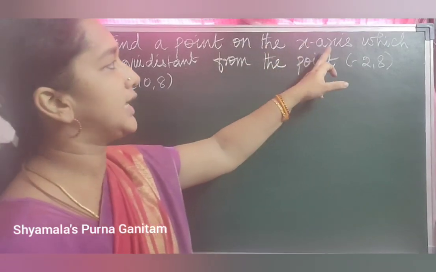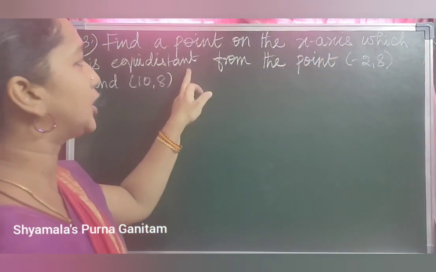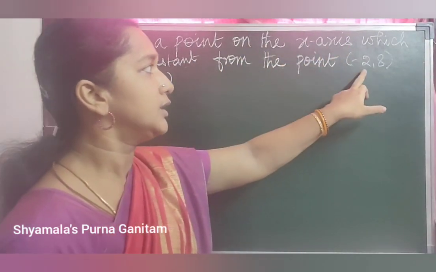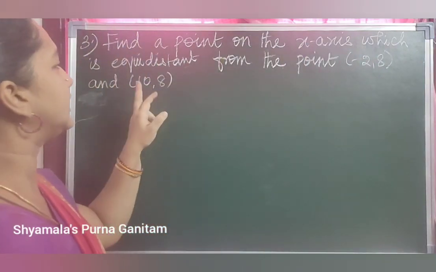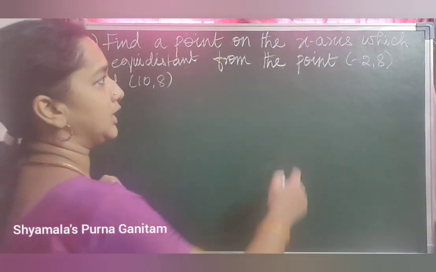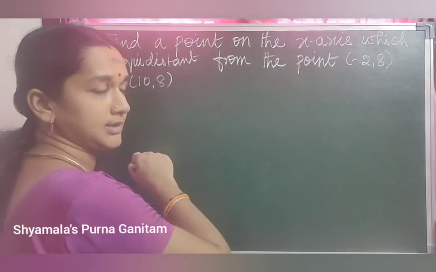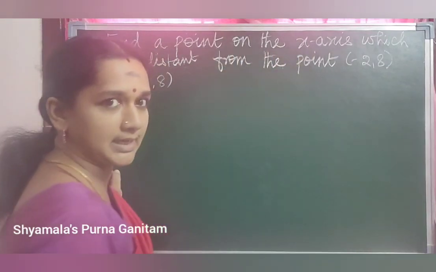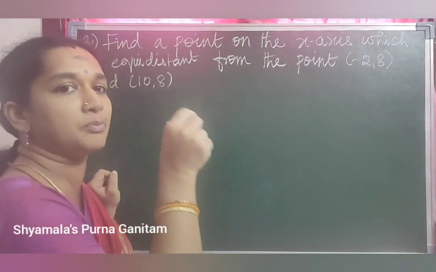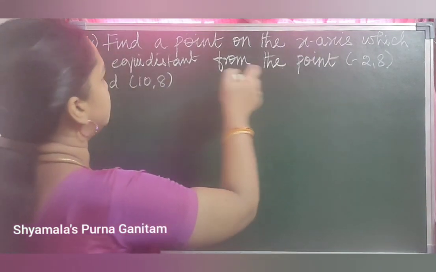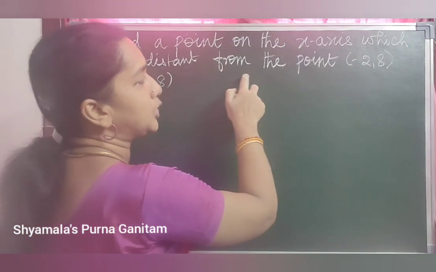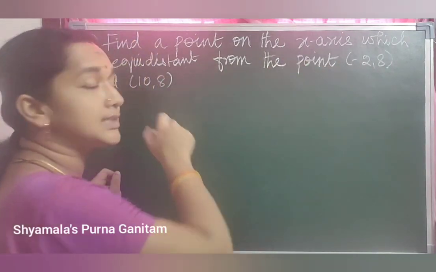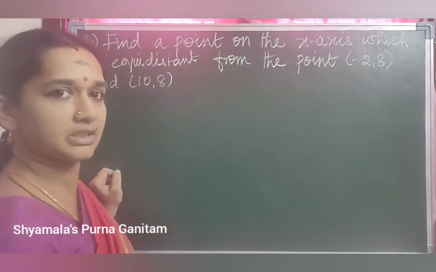Find a point on the x-axis which is equidistant from the points minus 2, 8 and 10, 8. Okay, so these are the 2 points that are at equal distance. That is, find a point on the x-axis such that it is equidistant from these 2 points. This is the question given.